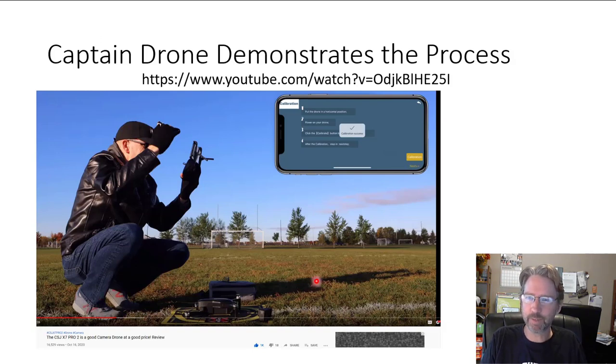So I don't have a video of the data I took with an airplane, but this is a common thing with all drones. So here's Captain Drone from YouTube calibrating the compass of a hobby drone.